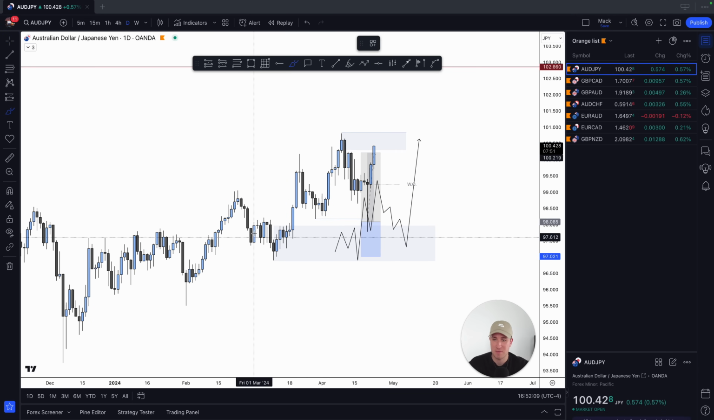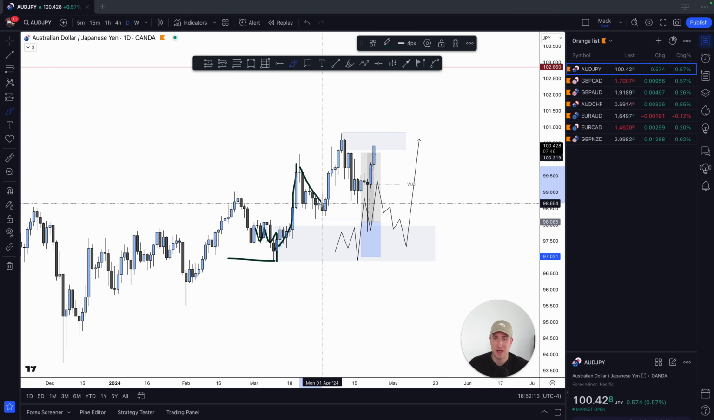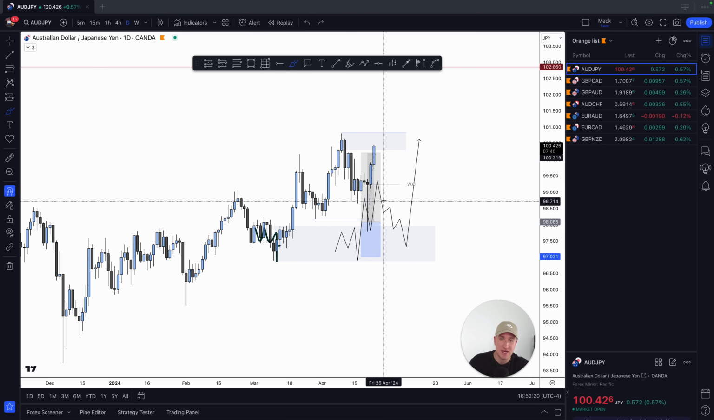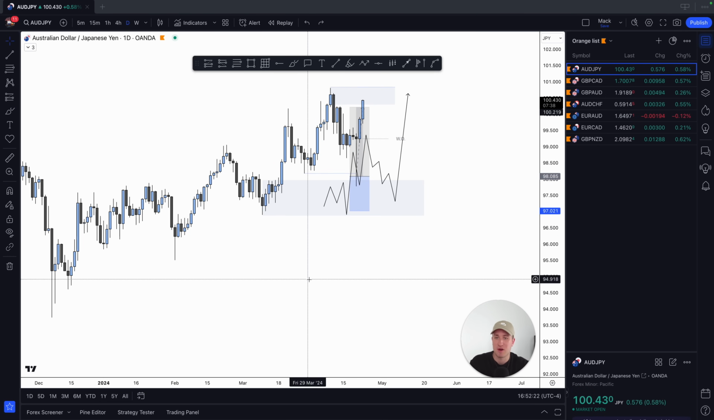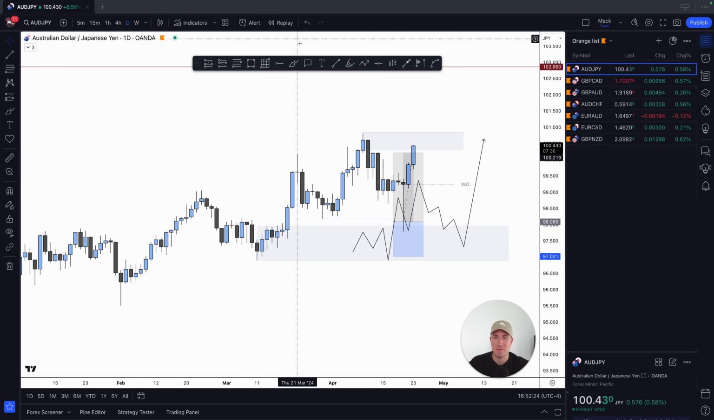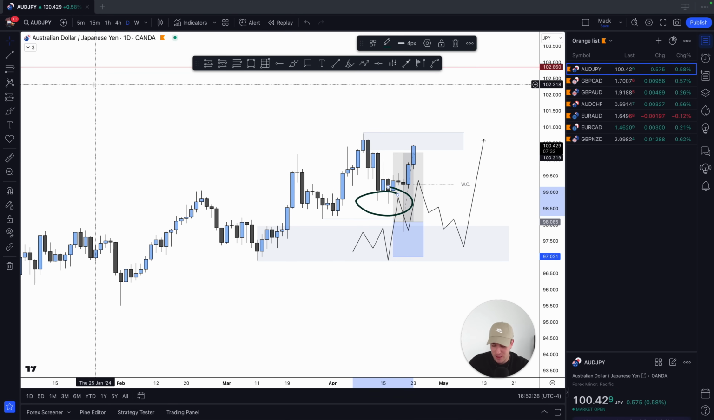We have the demand over here. We swept liquidity to the left, caused a move up, came down, broke higher, rejected here, swept the liquidity again, and then we pushed to the upside. This exact same drawing is exactly what happened here. And a lot of the time, people would get stopped out here. And this is a valid trade. I just want to make this clear.